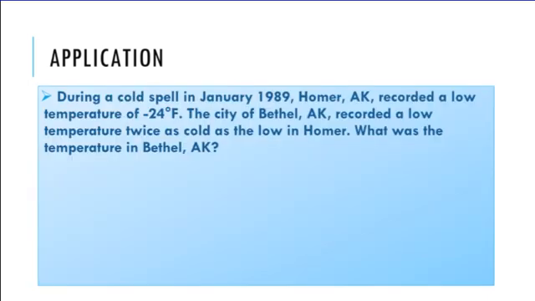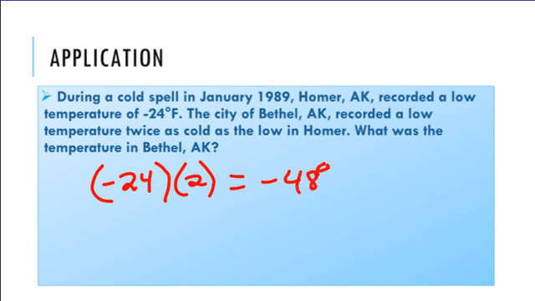And the last one. During a cold spell in January 1989, Homer, Alaska recorded a low temperature of negative 24 degrees Fahrenheit. The city of Bethel, Alaska recorded a low temperature twice as cold as the low in Homer. What was the temperature in Bethel, Alaska? So if it was twice as much as a negative 24, twice means I multiply that by 2, which would give us a temperature of a negative 48 degrees.